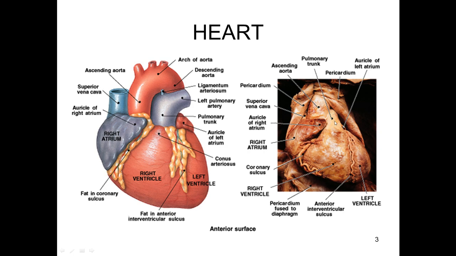Here also we can see the same. Pulmonary trunk, the ascending aorta, and this covering is the pericardium, that is the covering of the heart. And just below that, if we remove the pericardium, we can also have a look. This is the superior vena cava.